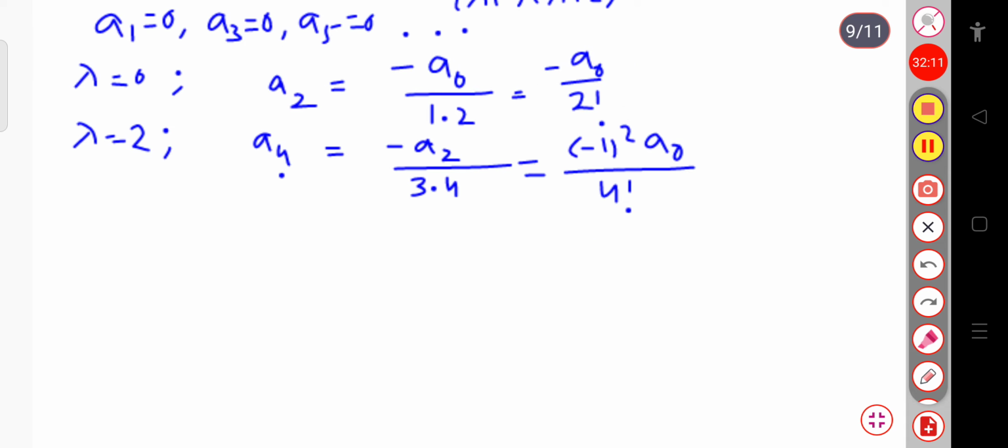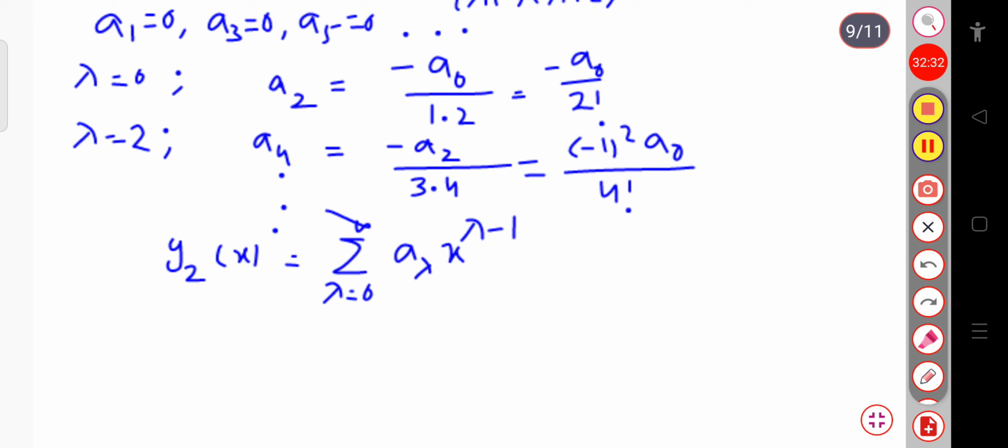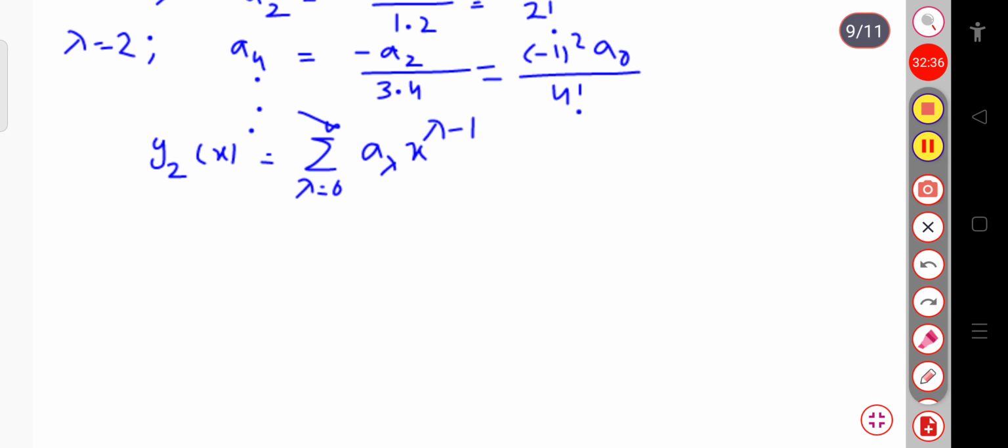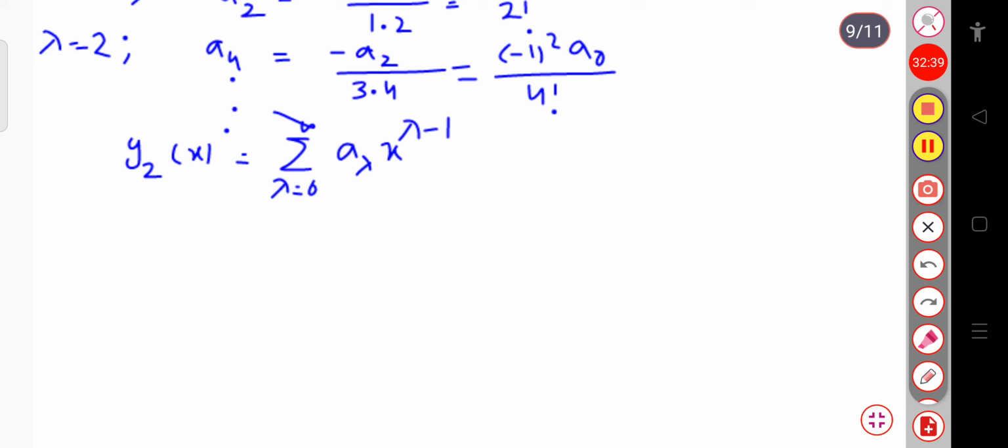Again, if I write the solution y2 of x, this is the sum over lambda from 0 to infinity of the Frobenius series a_lambda x to the power k plus lambda, but here k is minus 1. So simply I can write this as lambda minus 1, since here k equals minus 1. Now if I put the values lambda equal to 0, 1, 2, and so on, let me take x to the power minus 1 common so that it will be easy.